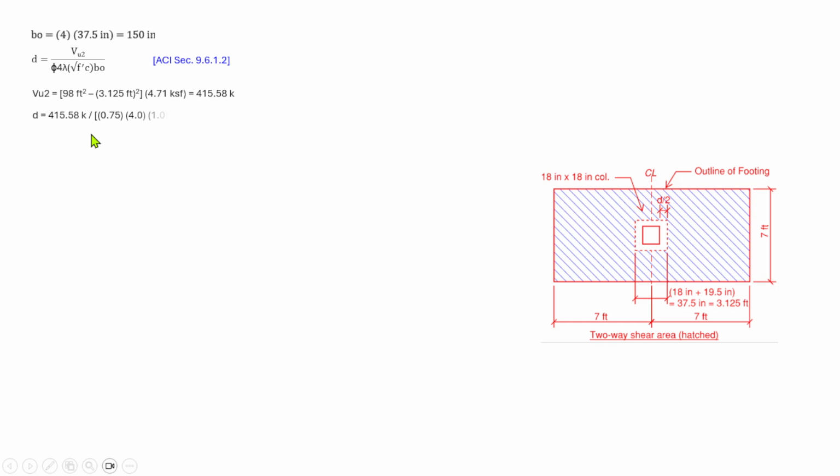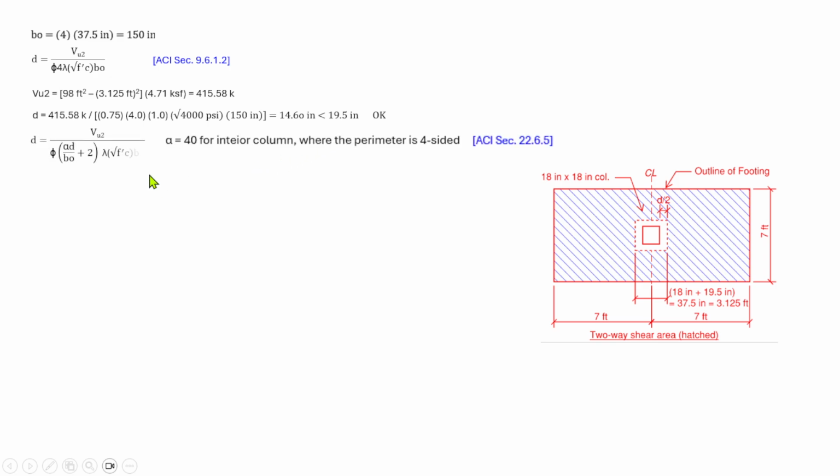The next one, after plugging in all these values in this formula, we have 415.58 kips over 0.75 times 4 times 1, that is lambda, times the square root of the strength of concrete, 4,000, times 150. This is the total perimeter of the dotted area, and it is equal to 14.6 inches, which is less than our assumed depth of 19.5. So generally, we are okay with the assumed depth.